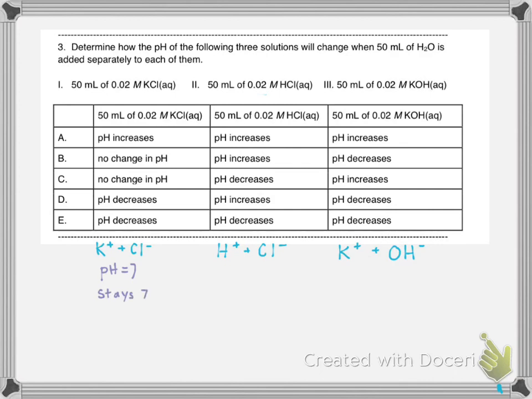Okay, so that one's pretty easy to think about. For this next one, we have our strong acid. And so what we have to think about is that when we add water, we're going to decrease our concentration of protons because we're diluting the solution. And so for decreasing our amount of protons in solution, we'll end up increasing the pH.